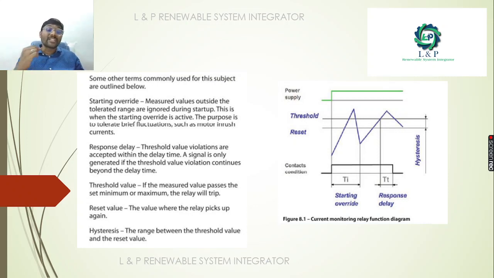Next is response delay. Threshold value violations are accepted within the time delay. That is the response delay. For the threshold, if the measured value passes the set minimum or maximum, the relay will trip. So tripping happens only at the threshold value. Next, reset: the value where the relay picks up again. And hysteresis is the range between the threshold value and the reset value.